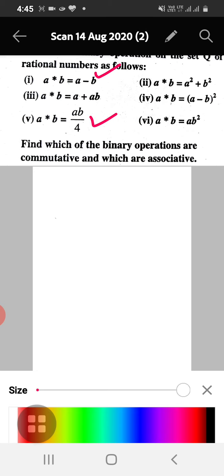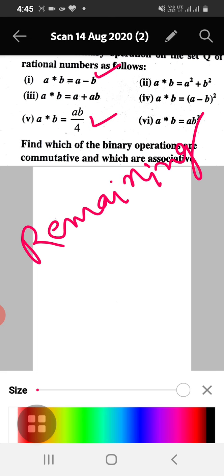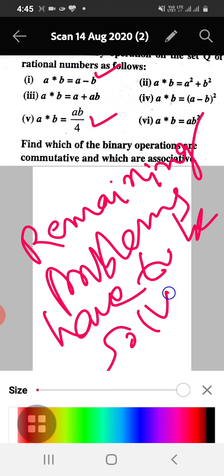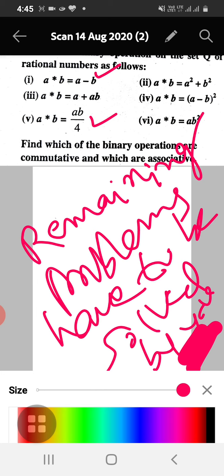4 cases will remain here. The remaining problems have to be solved by you. Okay, we shall continue our class in the next class.